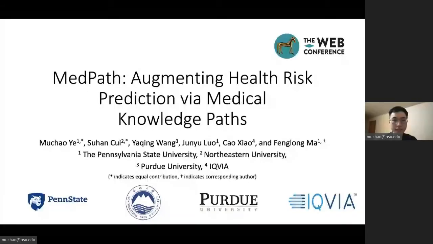I'm Muchao Yi. This is a work jointly conducted with Suhan, Yaqing, Wang, Junyu, Cao Xiao, and Fenglong. The title of our work is MedPath: Augmenting Health Risk Prediction via Medical Knowledge Paths. MedPath is the name of our model, and our contribution is improving the health risk prediction performance by using the medical knowledge graph, medical knowledge paths from the medical knowledge graphs.